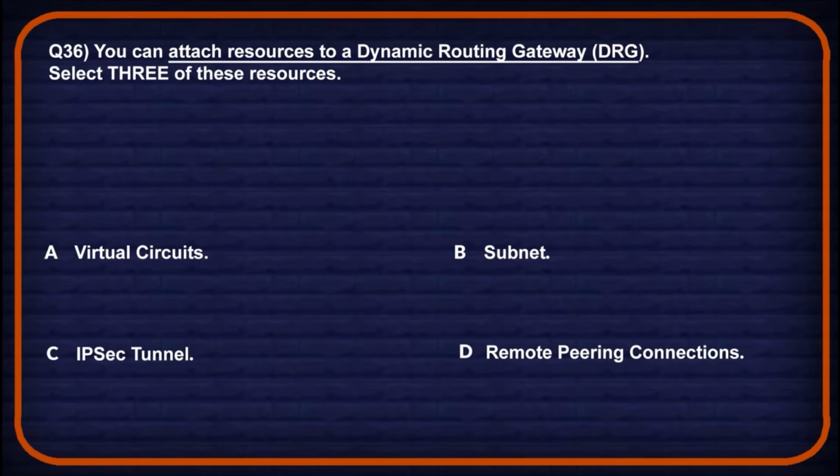Let's keep it. Moving on to option B, subnet. Subnets belong to a VCN and only VCNs can attach to a DRG. So option B is not a correct choice. Moving on to option number C, IPsec tunnel. IPsec tunnels are used for site-to-site VPN connection via DRG. So option C also looks good. Moving on to option number D, remote peering connection. It enables cross-region or cross-tenancy DRG peering. So option D also looks good. So options A, C and D will be the correct choice.